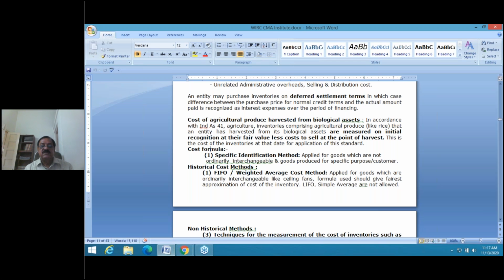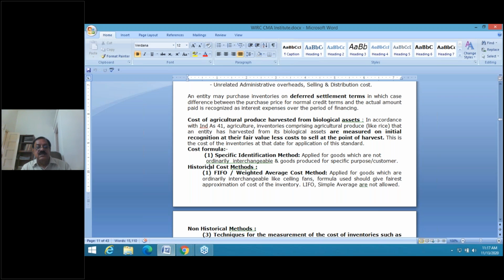In the jewelry business and the tailoring business, the method of valuing inventory is as per this method, because the jewelry is made as per the requirement of the customer. Your clothes are tailored as per the requirement of the customer. So specific identification. But the goods which are ordinarily interchangeable.